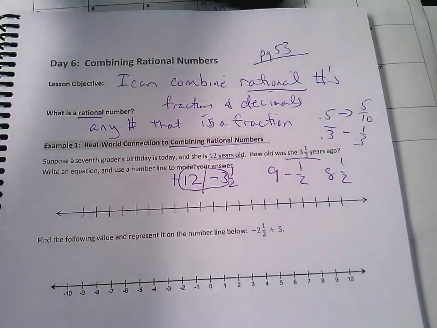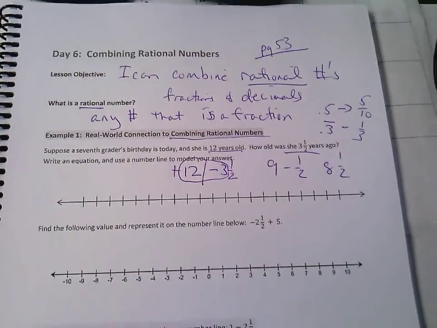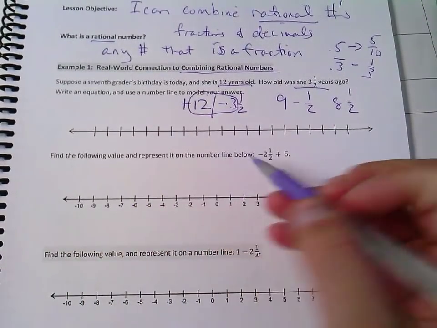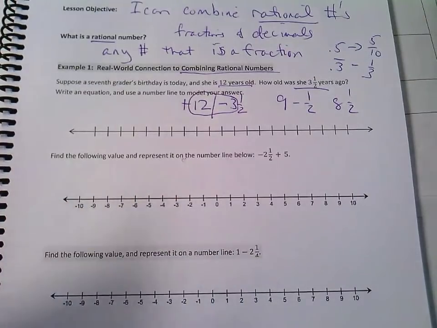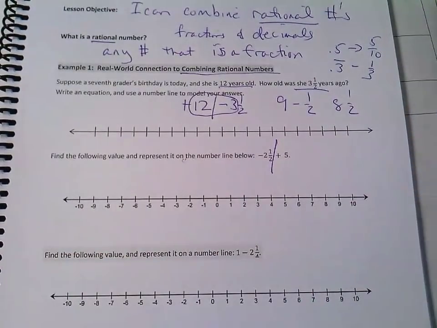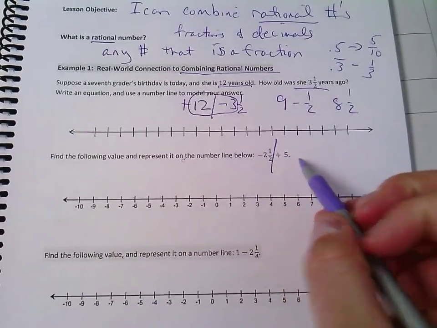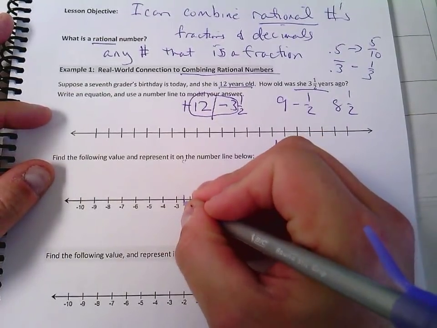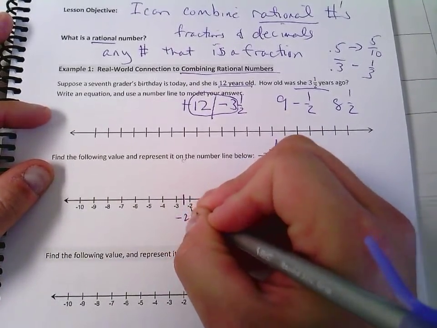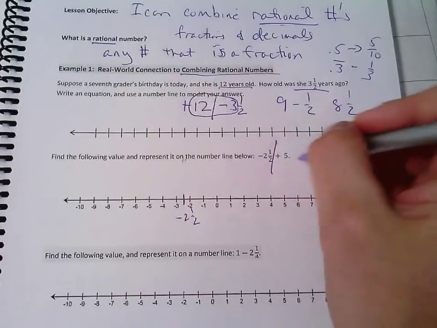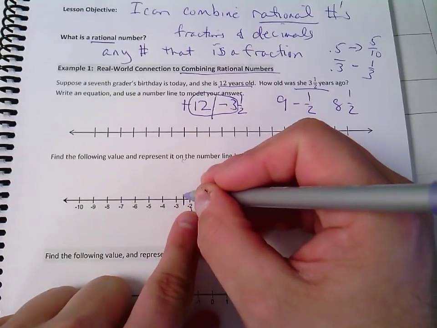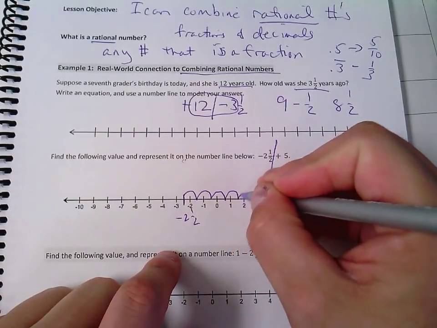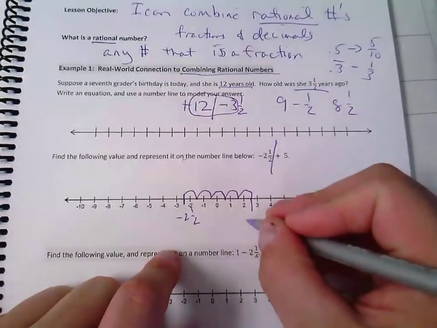Right. So, okay, the next 3 are just some basic problems, but they involve the rules if we're thinking about it. Find the following value and represent it on the number line below. We don't need to do the number line if you don't want to, but actually I will on this one because I like this. So essentially we're combining a negative 2 1/2 with a positive 5. Negative 2 1/2 on a number line is right there. And if I go plus 5, every time I go to the right one, 1, 2, 3, 4, 5, I'm at positive 2 1/2.